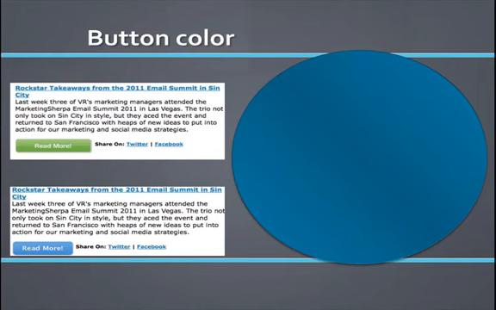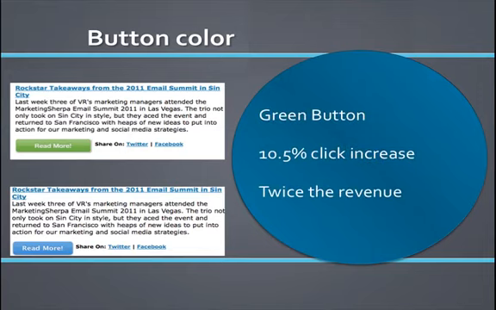So once we found out that our recipients like clicking on buttons, we decided to test the color of the buttons. So the emails were exactly the same. The content was the same. All we did was change the button color. So on the top we have the green one, and on the bottom we have the blue one. And in our test, we found out that the green button had more click-through, so 10.5% click increase, and the green button email had twice the revenue of the blue button email.